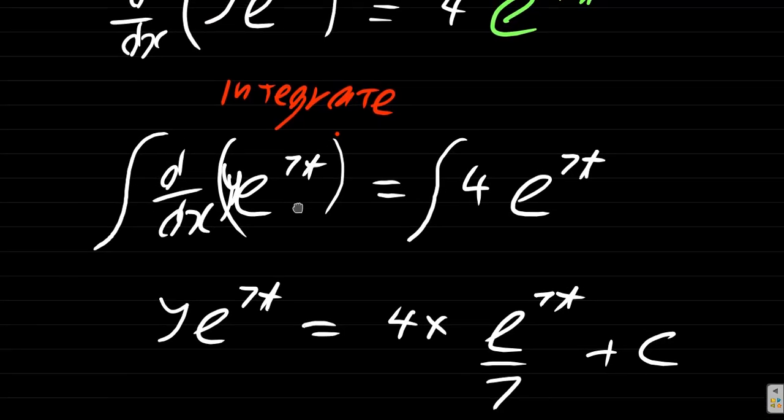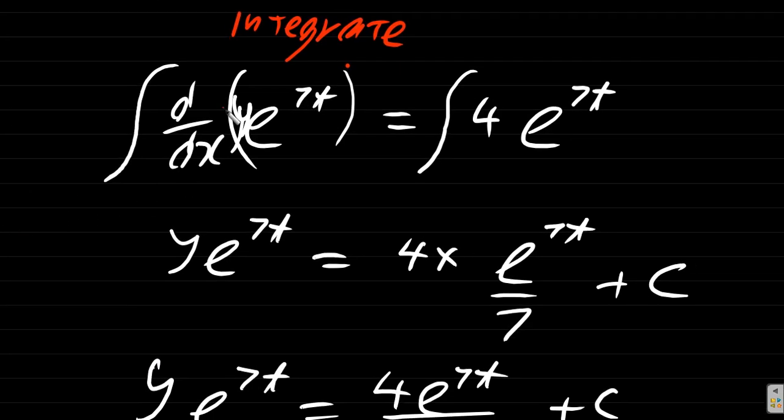Next, you integrate both sides. So when you integrate both sides, you integrate d by dt of y e to the 7t equals the integral of 4e to the 7t. Then this results in y e to the 7t, because the integral and the derivative cancel each other out, leaving the function undisturbed. So you have y e to the 7t equals 4 times e to the 7t over 7 plus c, right?